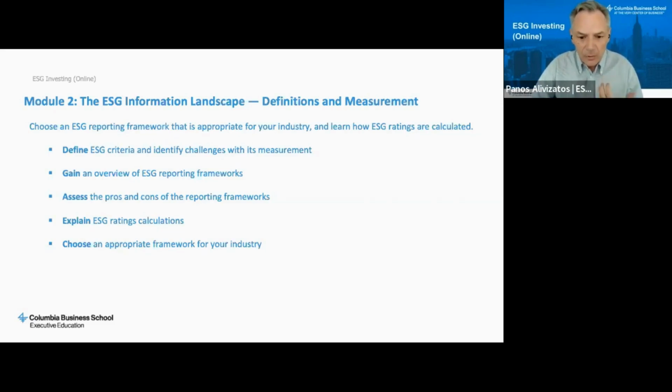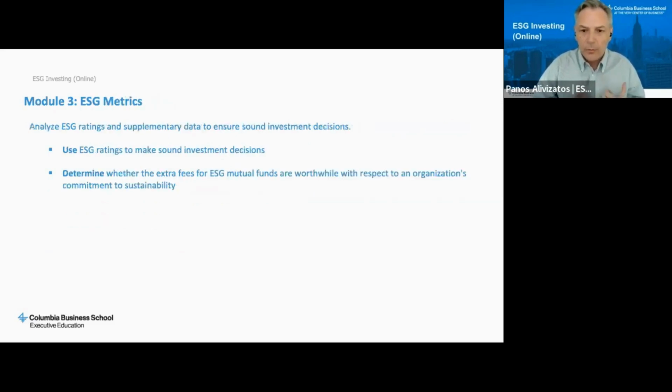In the third module, we will do a deeper dive. We will analyze ESG ratings and supplementary data to ensure sound investment decisions. We will use the ESG ratings to make sound investment decisions, and we will learn how we can do this. We will determine whether the extra fees for ESG mutual funds are worthwhile with respect to an organization's commitment to sustainability. And we will see an actual case in module 3, and we will discuss how we can perform this analysis.